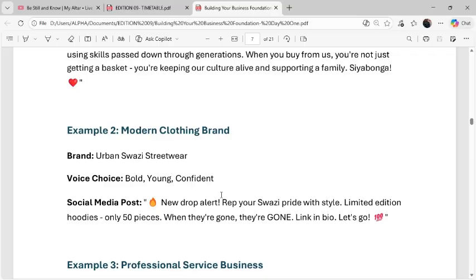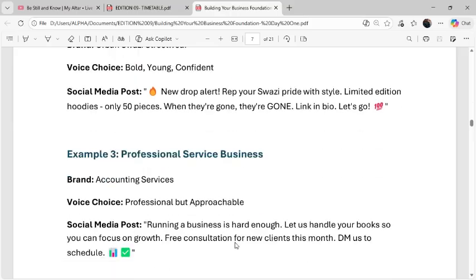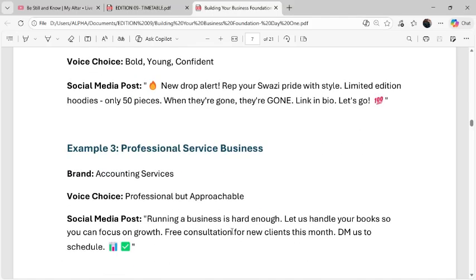But if we are going to talk about a professional service business like an accounting firm, I don't think there is time for jokes when we are dealing with accounts. This is money, so there is no time for jokes. Running a business is hard enough. Let us handle your books so you can focus on growth. Free consultation for new clients this month. DM us to schedule. You see, straight to the point. So make sure that your brand voice goes hand in hand with the type of product you're going to be distributing or the type of service you're going to be providing. You get what I'm saying?